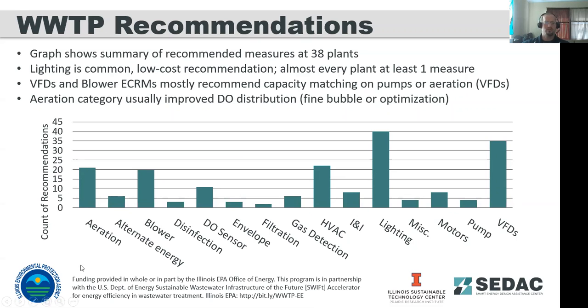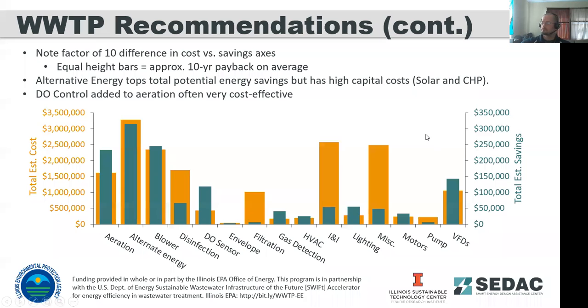Our aeration category there on the far left, usually that recommendation is some kind of improved distribution, either fine bubble diffusers or some kind of staging of the aeration system, cycling through oxic, anoxic stages, some way to minimize the oxygen demand in the system and minimize the electric consumption for that process.